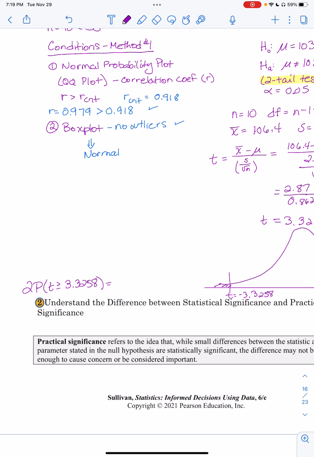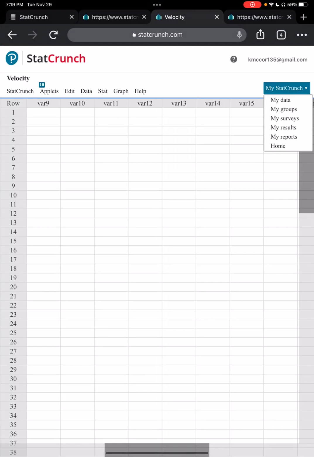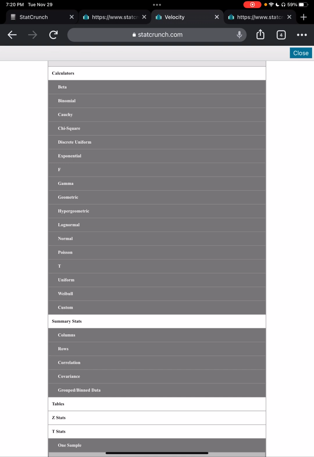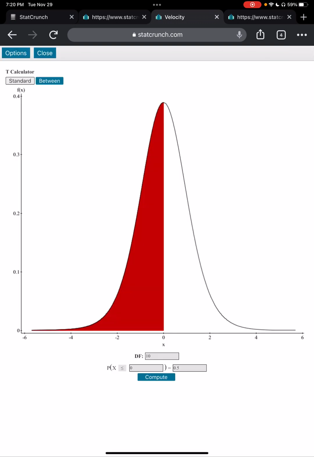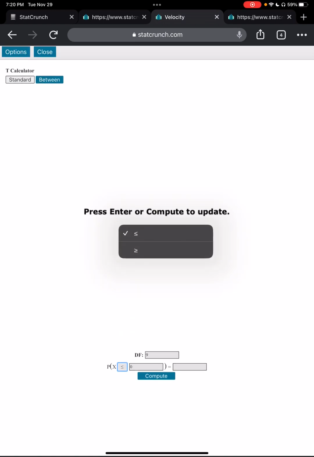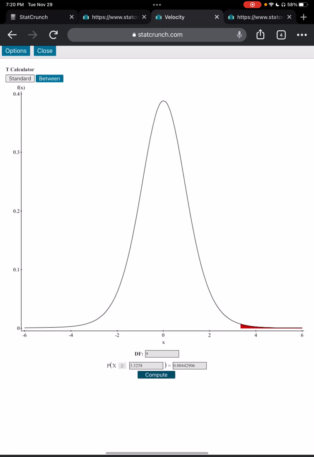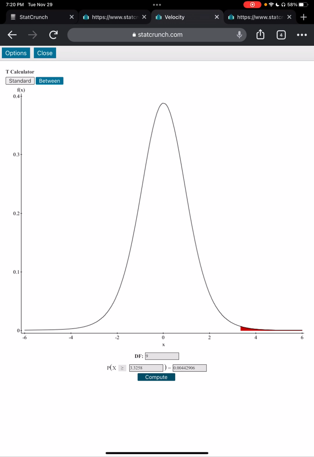Okay. So if I go back over to StatCrunch, let's find that probability. We're going to go to calculators. We're going to look at the t calculator. Our degrees of freedom here were 9, if you remember right, because that was n minus 1. We're looking for greater than, and our t value was 3.3258. If I say compute, you see the really, really small area there, and I have 0.004429, it goes on.